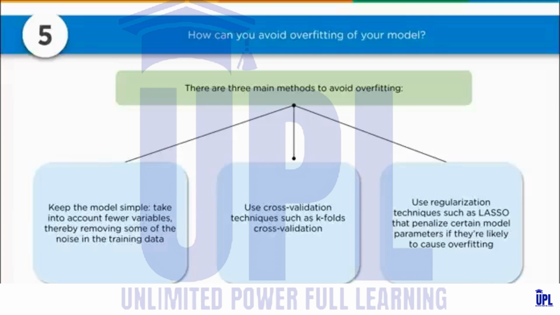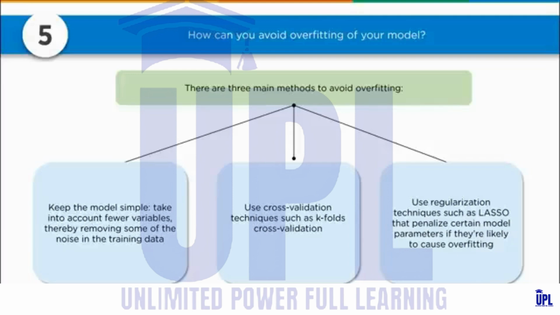Very important question in any kind of mathematical, scientific, data science setup. In any of them, there are 3 main methods to avoid overfitting, and you should really understand overfitting. Overfitting means that your model is only set for a very small amount of data and ignores the bigger picture. Keep the model simple. Take into account fewer variables, thereby removing some of the noise in the training data. Good advice for any programming at all.